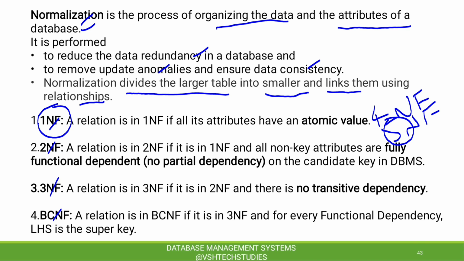So normalization is aimed at organizing the data in a relation. For that, it may break the big table into several small tables or small relations. Its main aim is to reduce redundancy, to remove update anomalies, preserve data consistency, and make query execution easier.